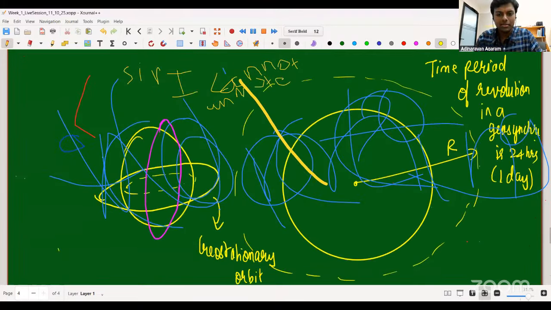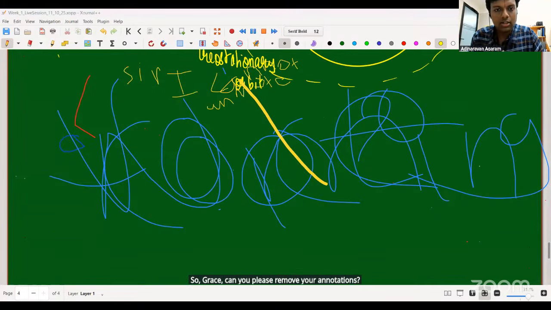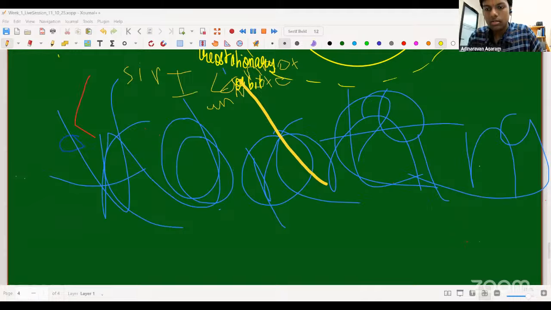Guys, can you please remove your annotations? I hope people who are doing it understand the issue. Just give me 1 second.